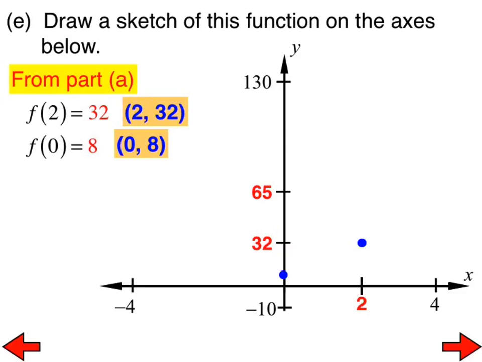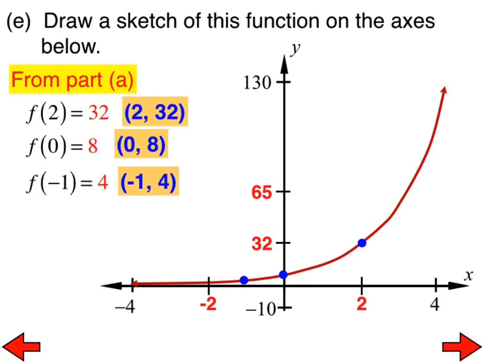And then our third ordered pair coming from f of -1 equals 4 would result in the ordered pair -1, 4. And that ordered pair would be approximately right there. If we connect these dots together, we can see that it's curving up. That's because the rates of change were increasing. And so most exponential functions, or many of them, look like that. So go ahead and make the sketch of your exponential function look like that.